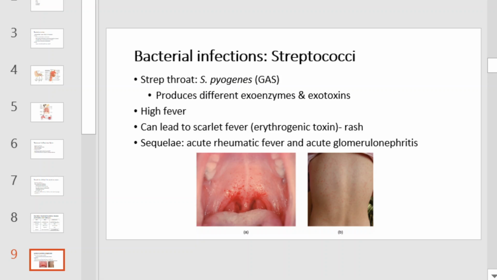Streptococci bacterial infections result in illnesses such as strep throat, probably one of the most common and well-known respiratory infections. Streptococcus pyogenes is the organism responsible for this illness. It produces different exozymes and exotoxins that cause the symptoms that patients feel, which include pustules on the back of the throat, a sore throat, high fever. Streptococcus pyogenes can also lead to scarlet fever or a rash that covers the body. It can also lead to acute rheumatic fever and acute glomerulonephritis.